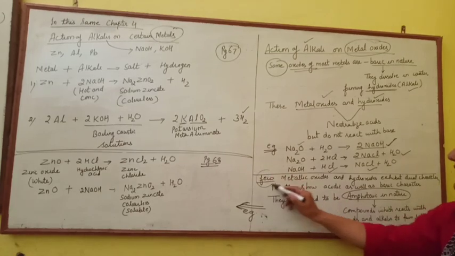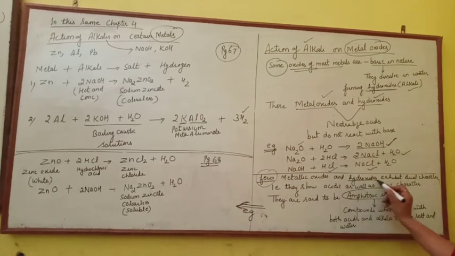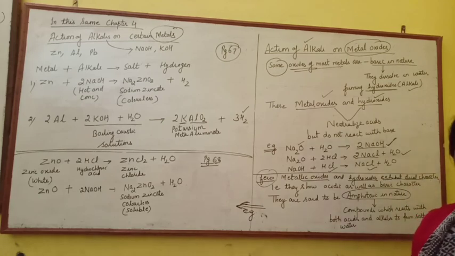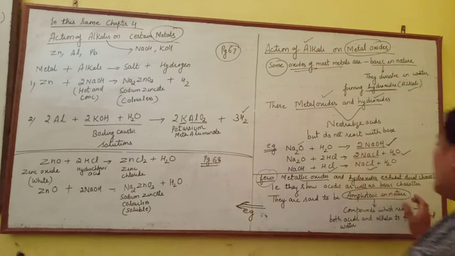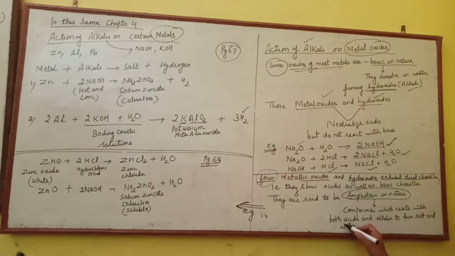Now there are a few metallic oxides or hydroxides which exhibit dual character. Dual character means they show acidic as well as basic nature. They are said to be amphoteric in nature. And amphoteric compounds react with both acid and alkalis. When they react with both acid and alkalis, they form salt and water.